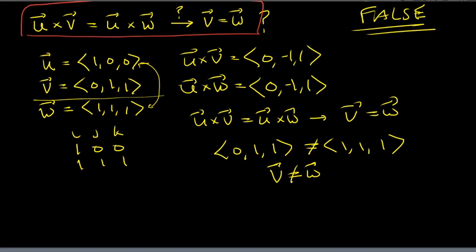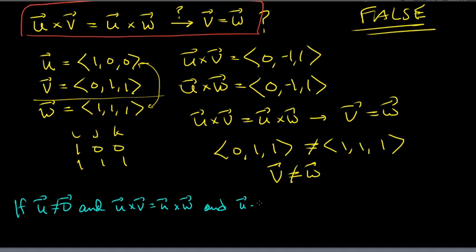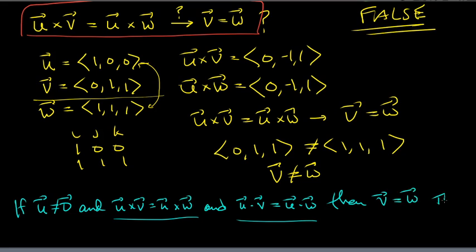What would have to be true here for this to work is actually the next example. So if u is not the 0 vector, and if you take u cross v and that equals u cross w, and if the same thing is true for the dot product, in other words, if u dot v is equal to u dot w, if both of these are true, then we can say for sure that v is equal to w.